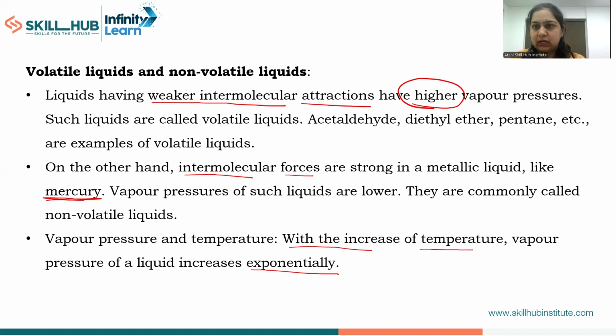So what we have learned till now is the definition of vapor pressure, what vapor pressure is, and the two factors on which vapor pressure will depend, and that is the nature of the liquid, whether the liquid is a volatile liquid or a non-volatile liquid, and how vapor pressure varies with temperature. So that we have already studied.